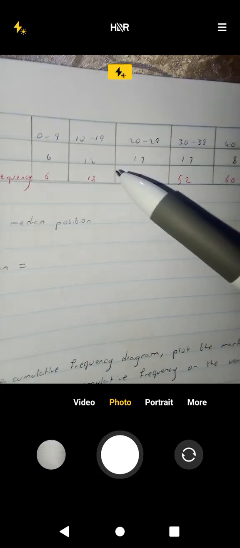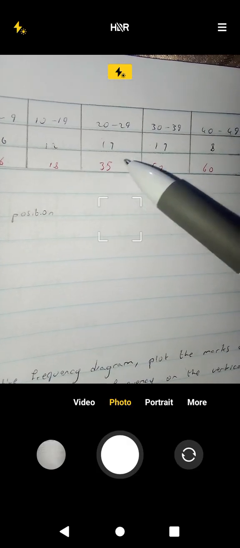Okay, so we have completed our cumulative frequency table. We did 6, and then 6 plus 12, that's 18. 18 plus 17, that's 35. 35 plus 17, that's 52. 52 plus 8 is 60. So this is our cumulative frequency table, and if you notice, the cumulative frequency row shows the total sum of the frequency. So now we answer question B.